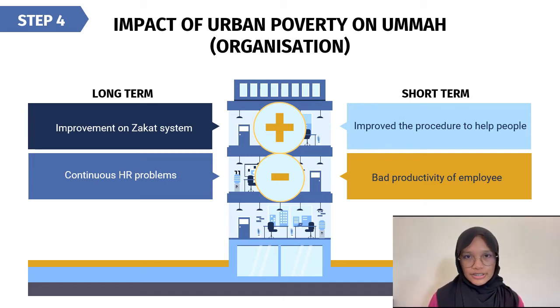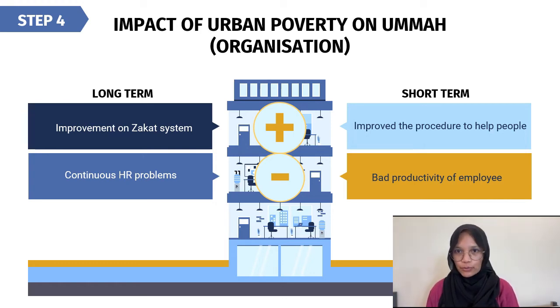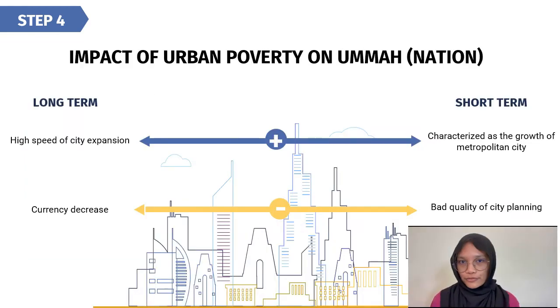Next, the short-term negative impact is the bad productivity of employees. Employees with financial problems or urban poverty would probably have their productivity in the company affected. Moving on to the impact of urban poverty on the ummah to the nation.